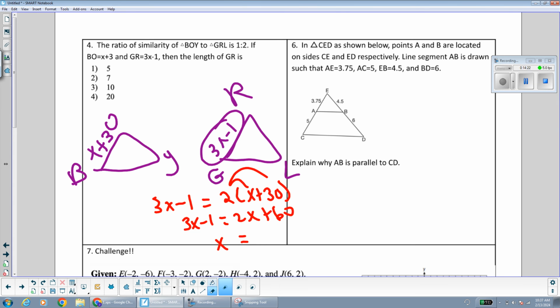My bad. I was like, why is my answer coming out so big? This was x plus 3. I wrote x plus 30. Okay, so subtract 2x, add 1 to both sides. X is equal to 7.